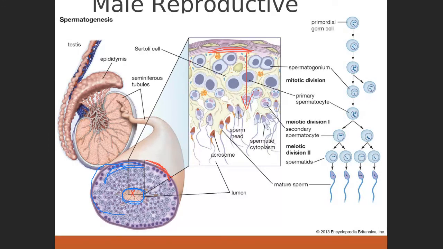We see our primordial germ cell develop into our spermatogonium, which then matures into a spermatocyte, undergoes meiotic division to halve the genetic material. The primary spermatocyte develops into a secondary spermatocyte. We undergo meiosis one more time to produce our spermatids, until ultimately we produce our mature sperm. So our germ cell turning into spermatogonium, then a primary spermatocyte, a secondary spermatocyte, a spermatid, and then a mature sperm cell.